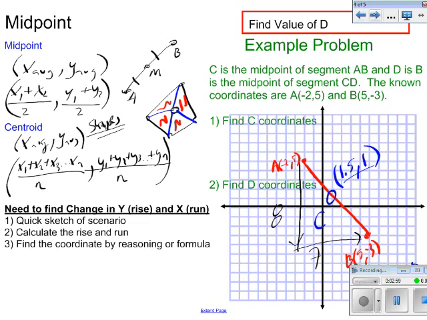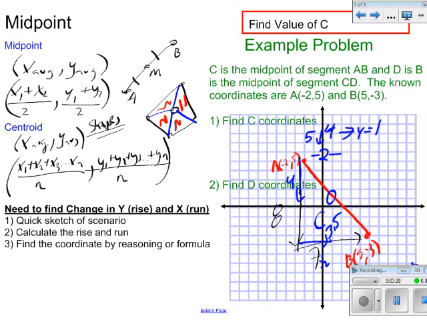Now, know that the midpoint is in the middle between those two numbers. So what's half of 8? Again, half of 8 is going to be 4, so we're going to go down 4, and half of 7 is 3.5, so we're going to go over 3.5. So if I start up there at 5 and I go down 4, that'll take me down to positive 1. So I know that the y value of our midpoint is going to be positive 1.